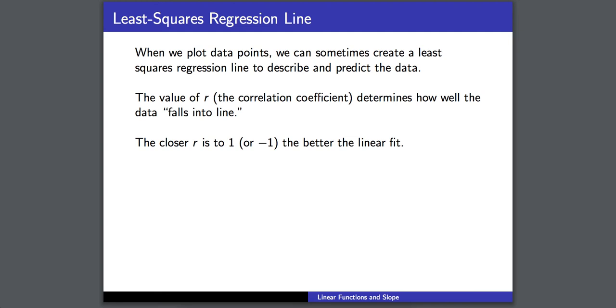And you're going to notice some things that you may not be too familiar with. First up will be what's known as a correlation coefficient, which will be given by an R value, and that determines how well the data falls into line. So the closer R is to 1 or -1, the better the data falls into line, the better the linear fit, which is really nice when you're trying to make predictions on future values or maybe missing values in between data points.